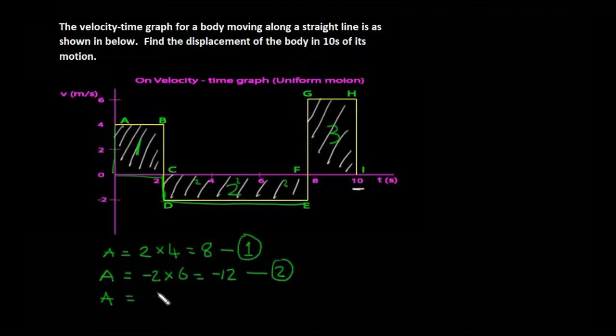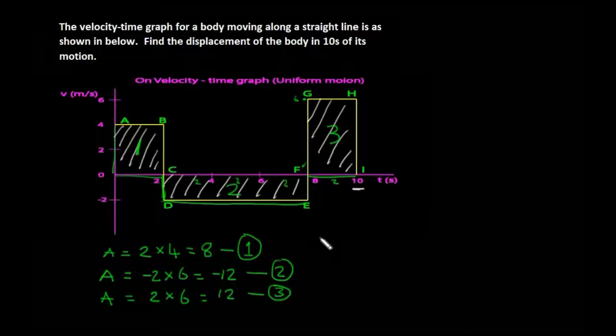And the area of part 3 over here, we got the base of this rectangle as 10 minus 8, which is 2, multiplied by the height. Height is 6 over here, 0 over here, so its magnitude is 6. And we get 12. And this is the area of 3.